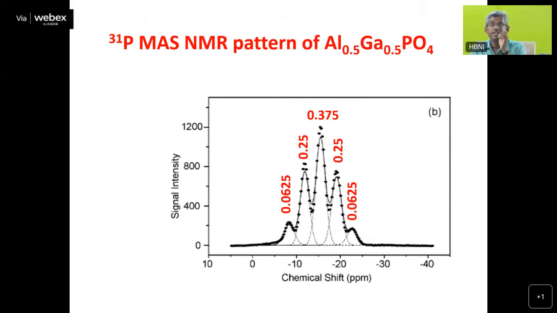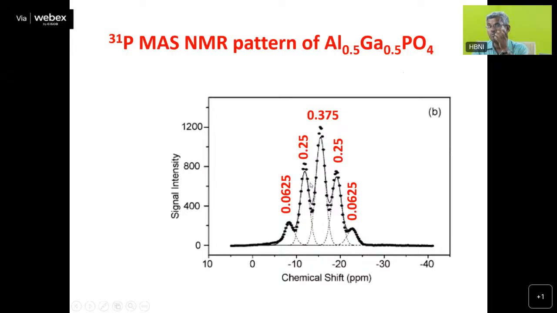So this pattern, again, whatever I have explained, see, this is the typical MAS NMR pattern for 50% aluminium, 50% gallium. It was repeatedly told, and I have also shown it in the previous NMR. You see the relative intensity pattern here: 0.0625, 0.25, 0.375, 0.25, 0.0625. So by taking an NMR, if the relative intensities are like this, then we say it's a random solid solution. There's a perfect random mixing of cations.